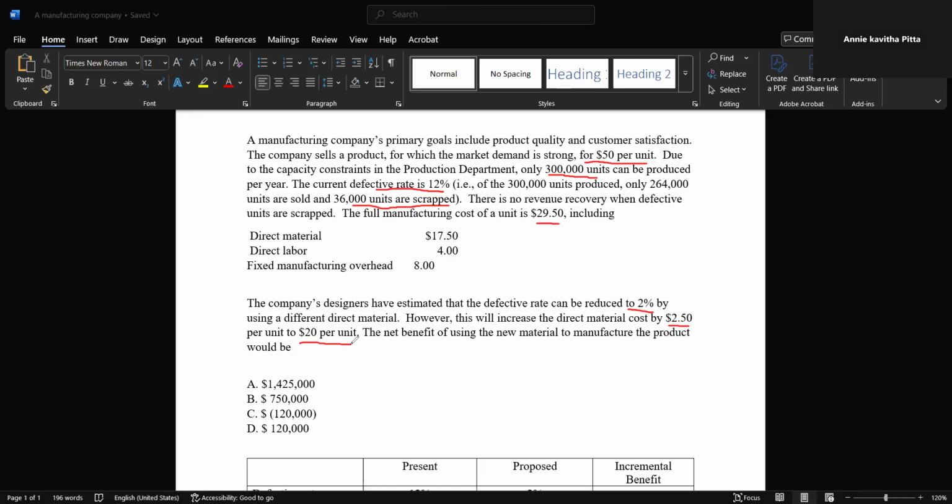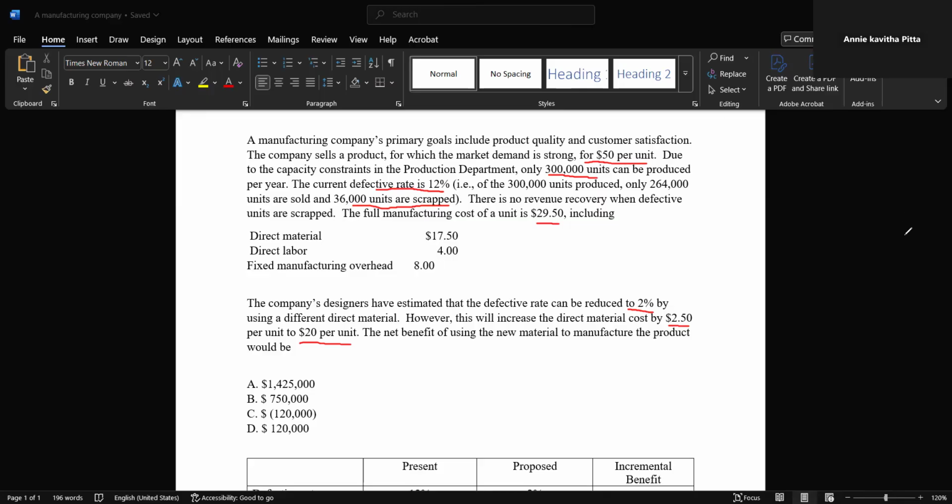See, the scenario says that the current defective rate is 12%. It can be reduced to 2%. Earlier, the material rate per unit was 17.5. Later on, it would become 20 per unit. There is no other change that will come into effect when the defective rate is reduced to 2%. So it means the direct labor cost would be the same, and fixed manufacturing overhead cost also would be the same. All that matters here is the material cost will increase by 2.50.